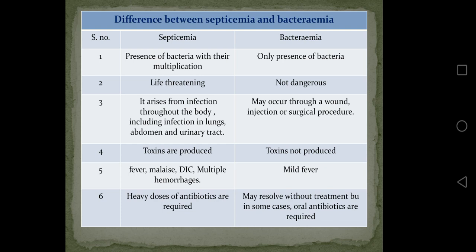Number four, toxins are produced in septicemia and toxins are not produced in bacteremia. Number five, the clinical features in septicemia would be fever, malaise, disseminated intravascular coagulation, and multiple hemorrhages, and in bacteremia, there would be only mild fever. Number six, if we talk about the treatment, heavy doses of antibiotics are required to treat conditions like septicemia, and in bacteremia, the condition may resolve without treatment, but in some cases, oral antibiotics are required. So, this was all about septicemia and bacteremia.